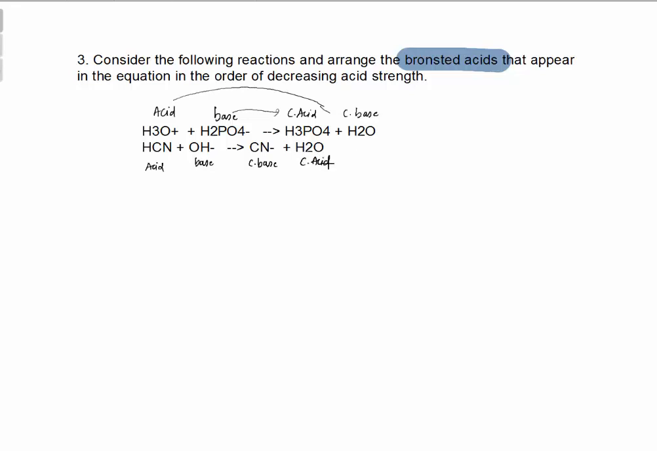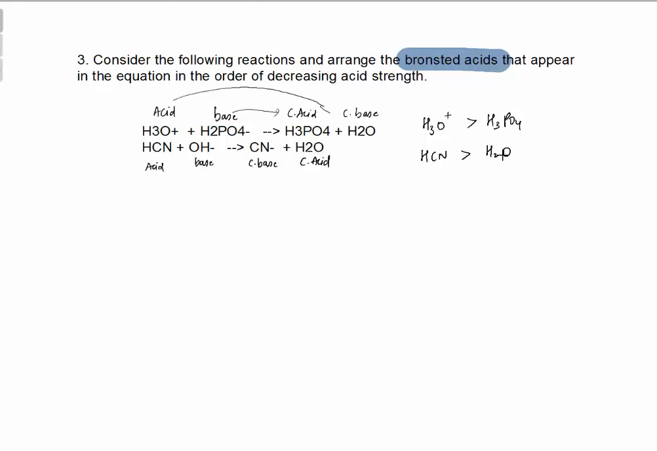Now, please remember, H3O plus is becoming H2O, that means it lost one proton. Now, if you compare the acidic strength of these two species, if this reaction is not going backward, it means H3O plus can lose a proton better than H3PO4. Now, if you see this reaction, what we can infer is HCN can act as a better proton donor than H2O. That's why it's not going backward.